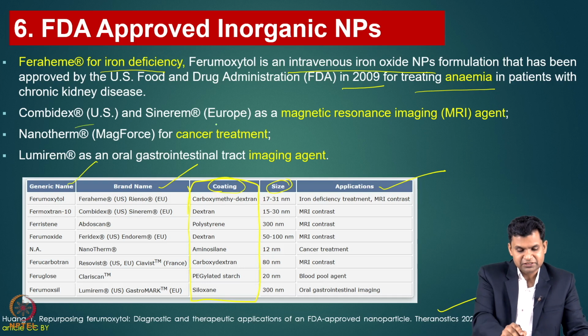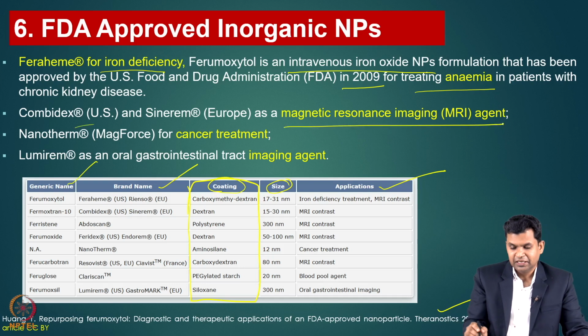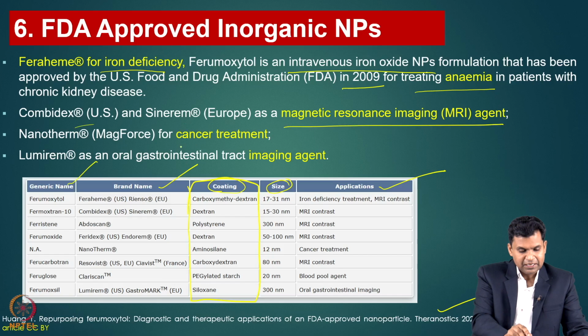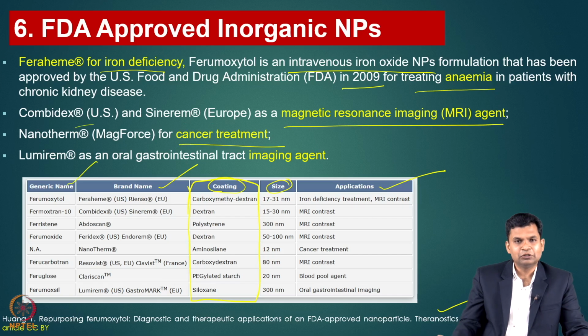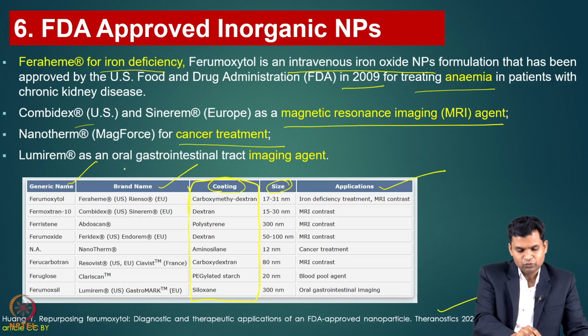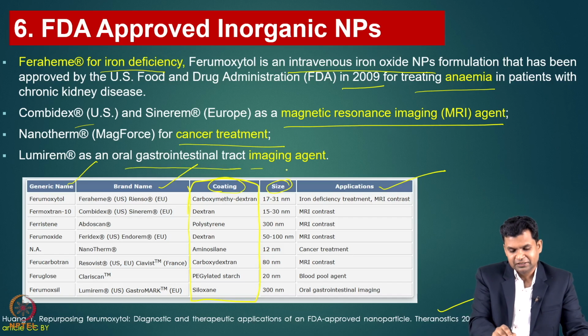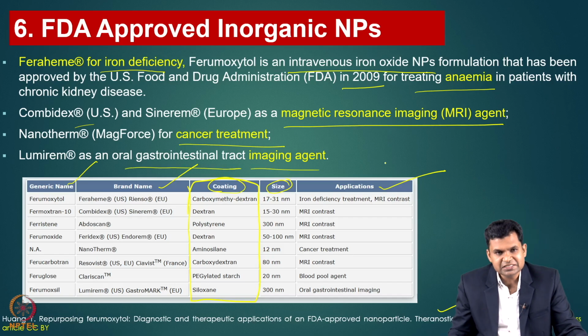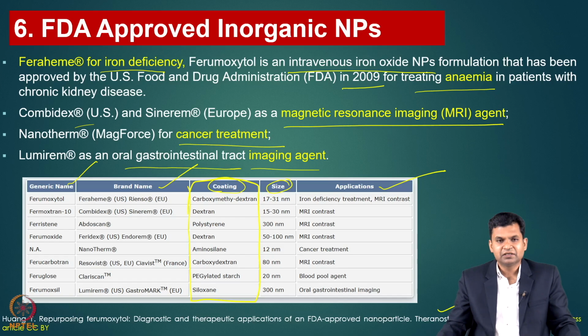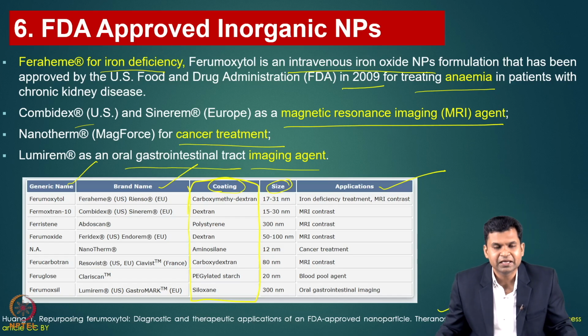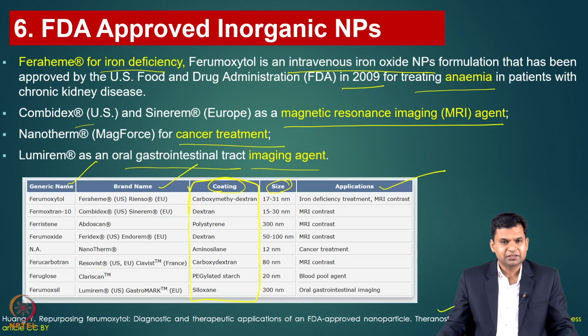Similarly, these are two molecules which can also be used as MRI contrast agents, and Nanotherm for cancer treatment, and another one, Lumirem, is used as an oral gastrointestinal tract imaging agent. So with this we understand that there is a lot of scope in inorganic nanoparticles.